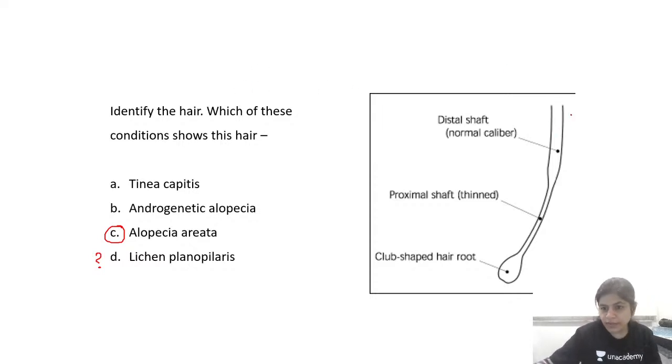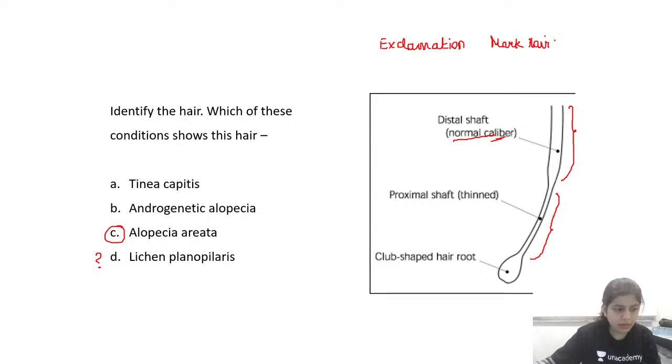So what do you see here? This is the structure of the hair. Here you see that the distal shaft of the hair is of normal caliber, right? Then you see that the proximal shaft has thinned out. That is the abnormal thing here, that the proximal shaft has thinned out. And you see a club shaped hair root. So this is nothing but an exclamation mark hair. Yes, Santosh and Aishwarya, the correct answer here is alopecia areata.